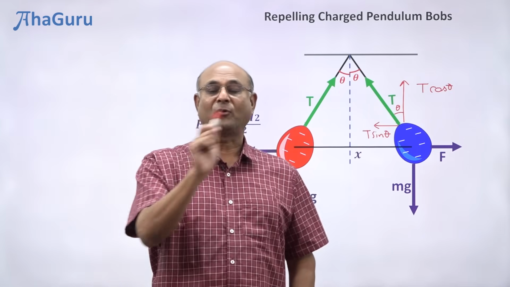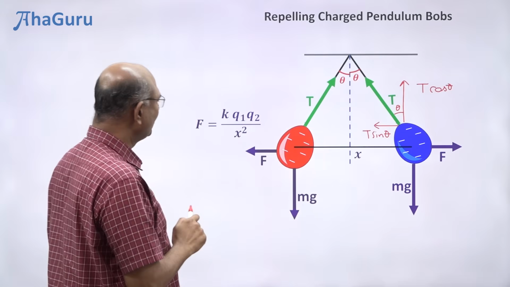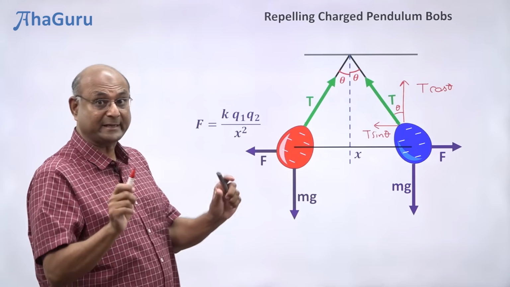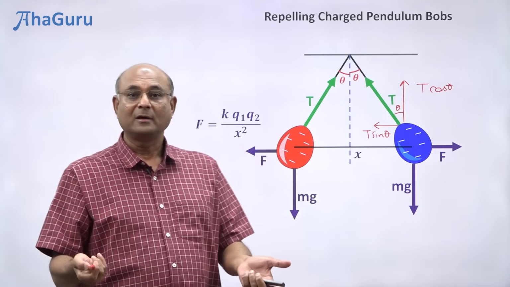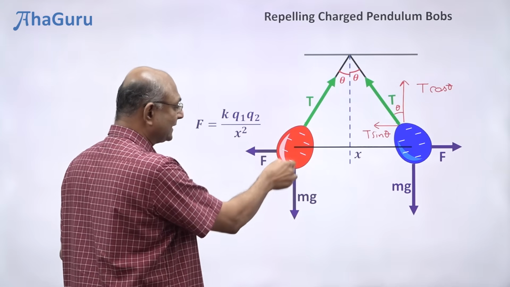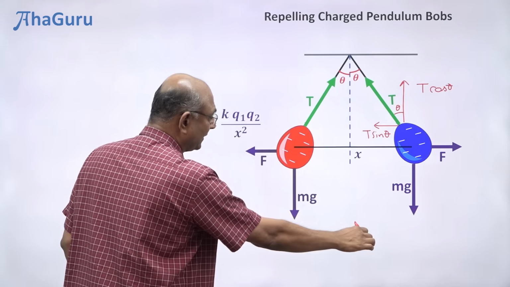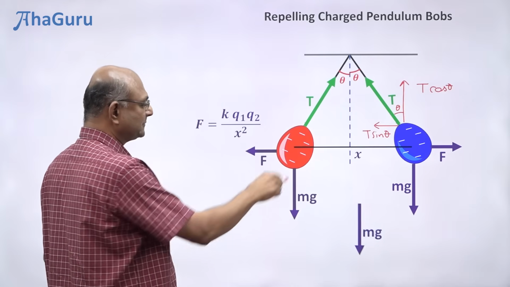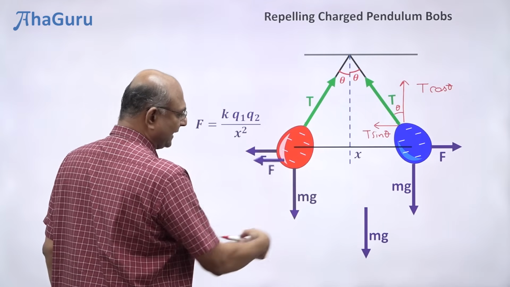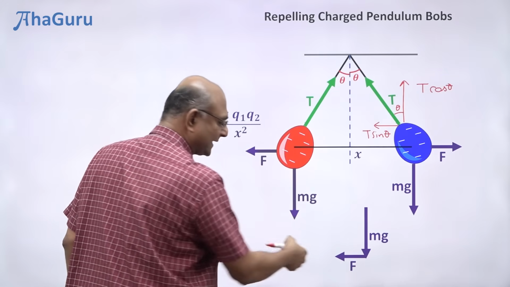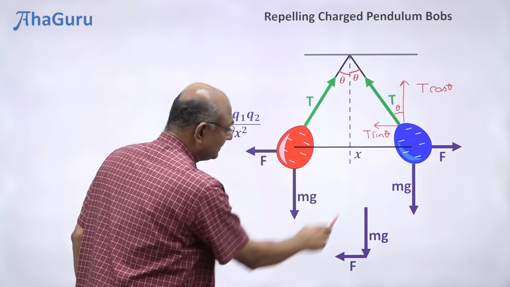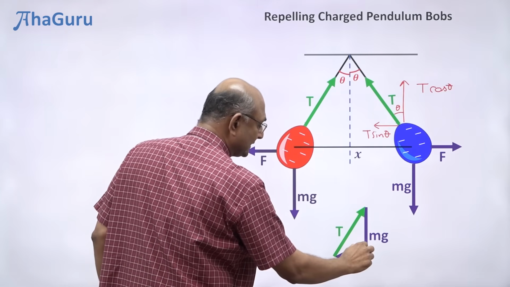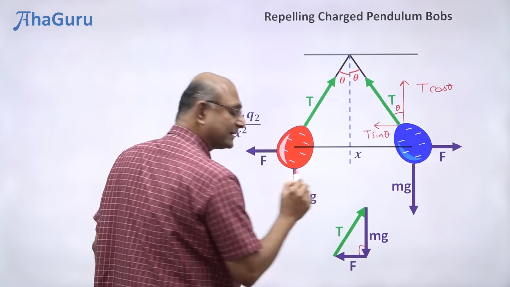I call this the force triangle approach. What you do is recognize that this force plus this force plus this force, the vector sum, must be 0. So just simply place them one after the other. mg plus F plus T must add up to 0. So let me bring mg down. Let me take this F here. So mg plus F plus T must come back to the starting point. And you see that this is a nice right angle triangle.